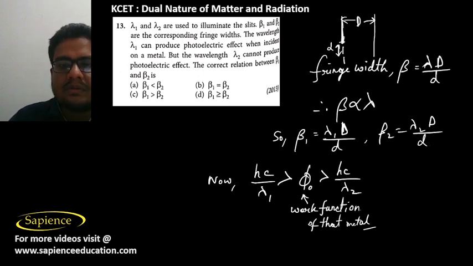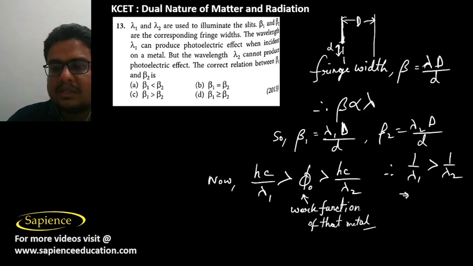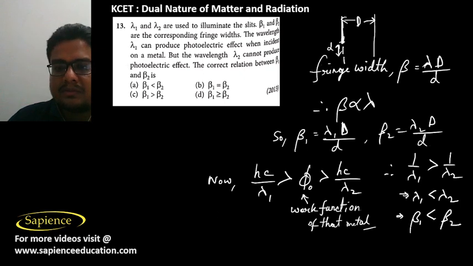Since this wavelength cannot produce photoelectric effect, this energy is less than the work function. So therefore 1 by lambda 1 is more than 1 by lambda 2, which means that lambda 1 is less than lambda 2. So it means that beta 1 is less than beta 2. So option A is the correct answer.